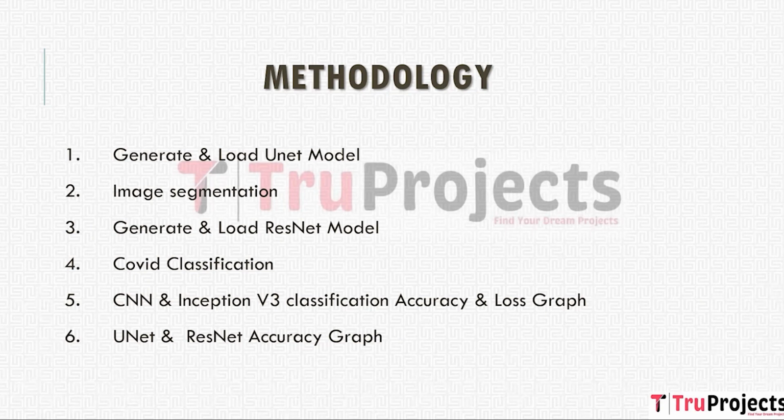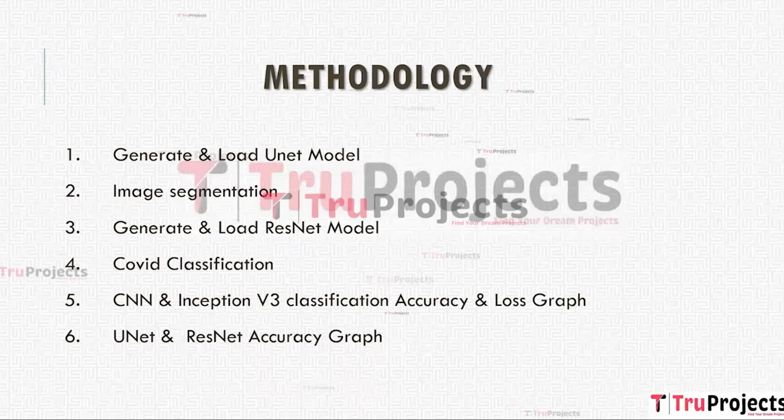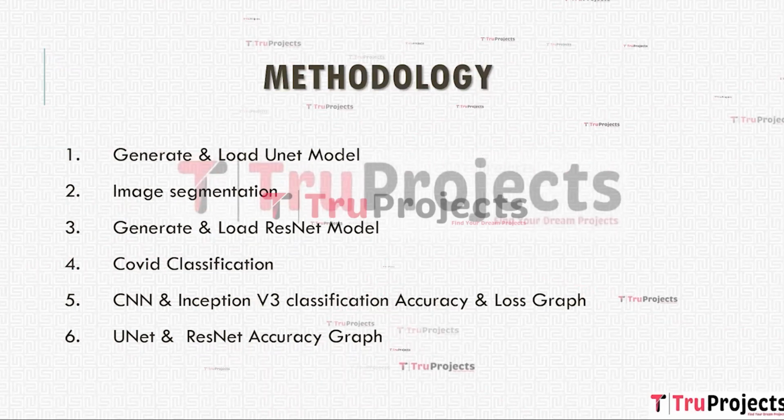Second one is image segmentation. After loading the UNet model, this module performs the image segmentation on CT scan images to identify the regions that are affected by COVID-19. The UNet model generates masks that highlight these regions, adding visualization of the extent of infection within the images. Third one is Generate and Load ResNet model. Similar to UNet model, this step involves creating and loading a ResNet model.